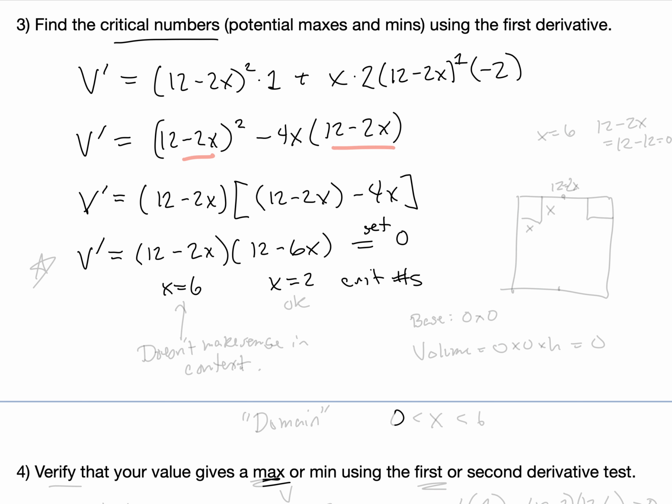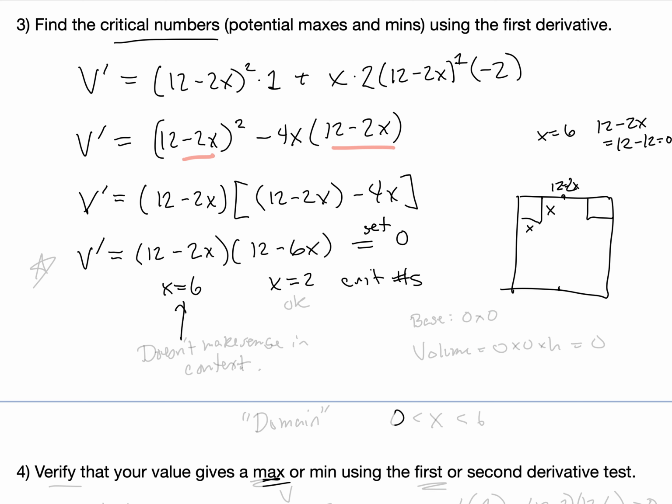So, I've got this sheet of tin, I'm bending up the sides, x is the side length, and 12 minus 2x is the height of this box. So what would happen if we've got x equals 6? Then 12 minus 2x would be equal to 12 minus 12, that would be 0. And so this box would have a base of 0 by 0. It would have a volume of 0.